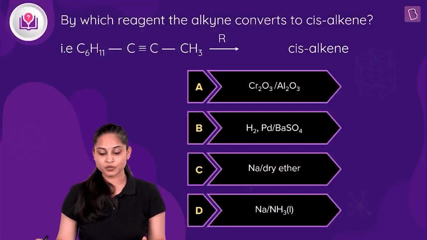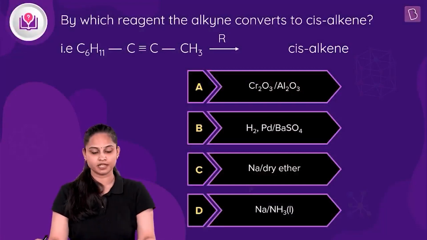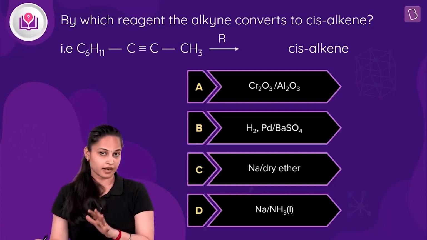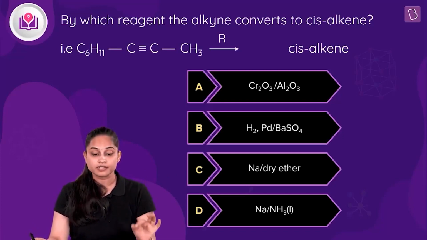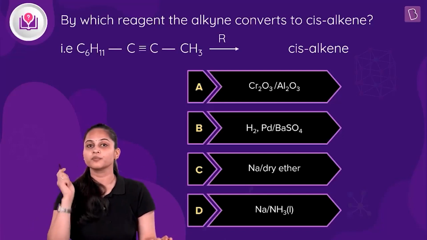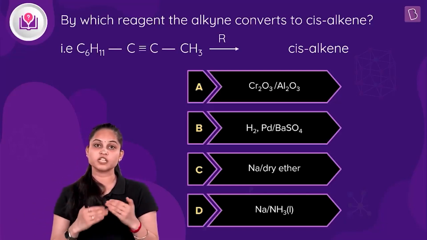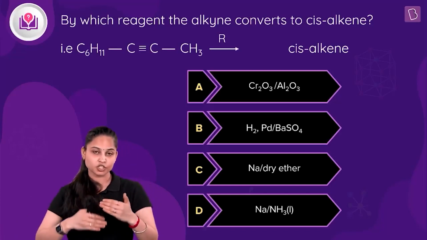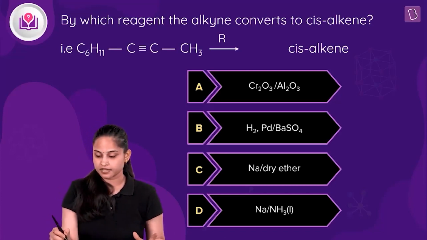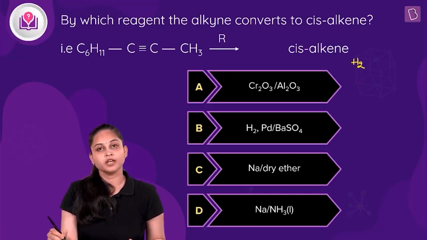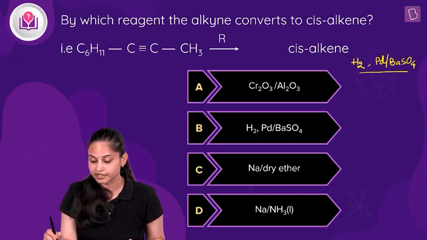The question over here is by which reagent the alkyne converts to cis-alkene? Purely cis-alkene? Yes, purely cis-alkene. So, it's only the Lindlar's catalyst, in the presence of which alkynes are partially reduced to purely cis-alkene. The addition of hydrogen always proceeds via syn addition. That means the addition will take place on the same side of the double bond. So Lindlar's catalyst is hydrogen in the presence of palladium BaSO4.